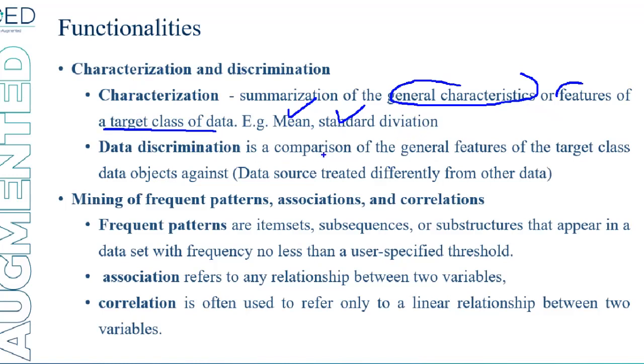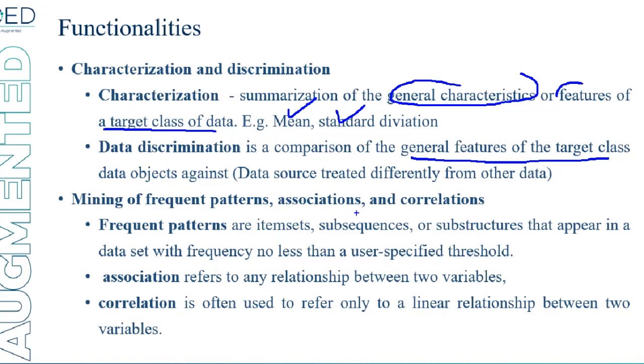Data discrimination is a comparison of the general features of the target class data objects against the general features of objects from various other sets, treated differently from the other data. That is segmentation. It is a comparison of the general features of a target class data object against a standard. This is known as data discrimination.